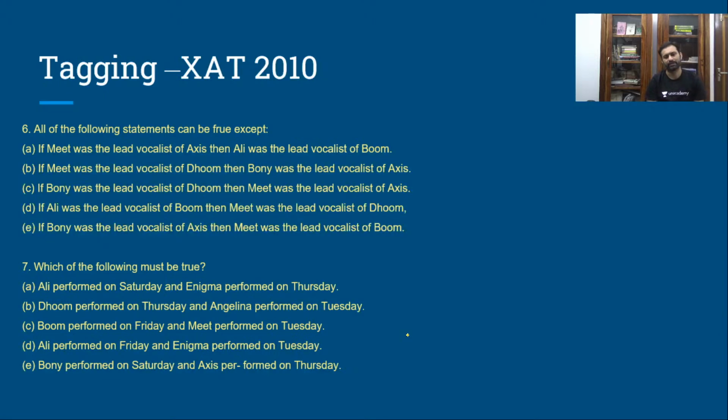Just look at the question. Also, in tagging questions, read the questions before you start attempting it. Questions give you a hint. The question asks which of the following can be true except, and which of the following must be, which means this question will be about what will not be.